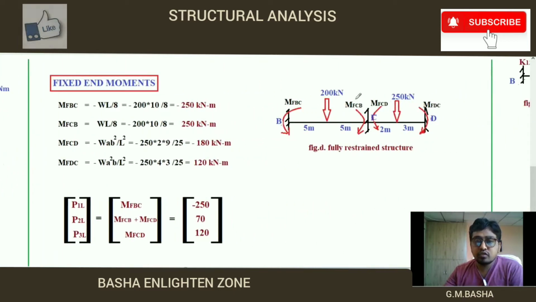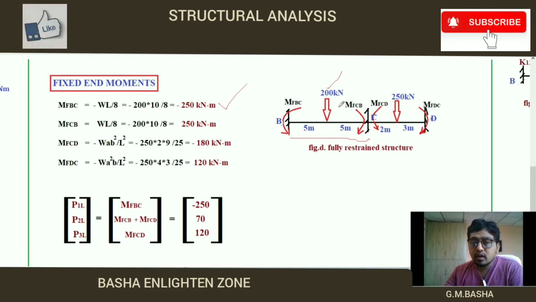See here, this is the fully restrained structure. Based on that we are calculating fixed end moments. So see here, on a particular span BC, if a concentrated load, exactly a point load, is acting at the center, what is the formula for finding fixed moment for BC? That will be equal to minus WL by 8. So your W will be 200 kilonewton and your total length of the span from here to here will be equal to 5 plus 5, 10, and divided by 8. If you simplify this, you will get 250 kilonewton meter.